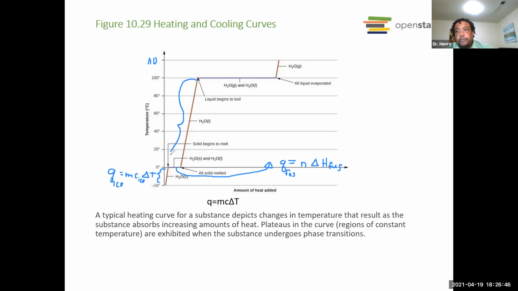Here, we're going to have Q equals the specific heat of water times delta T, where we're going from 0 to 100 degrees. And then for this part, we're going to have Q vap equals n delta H vap.